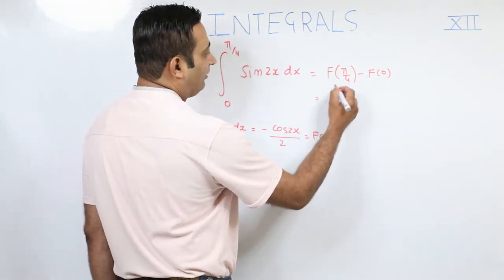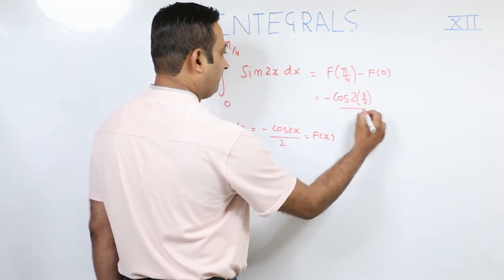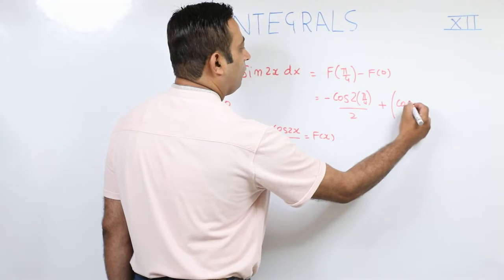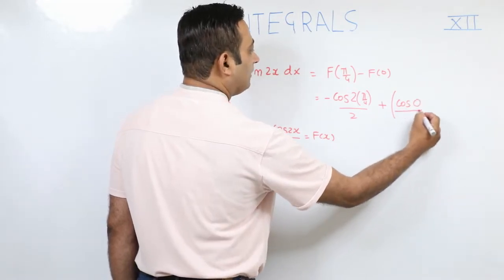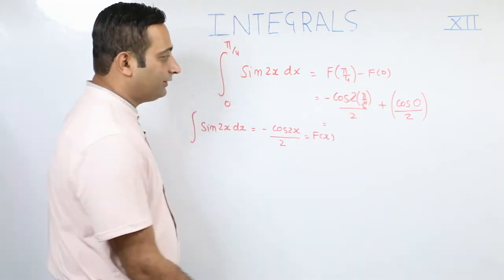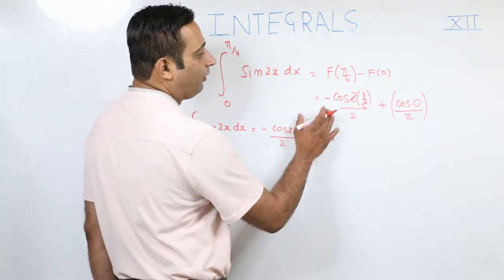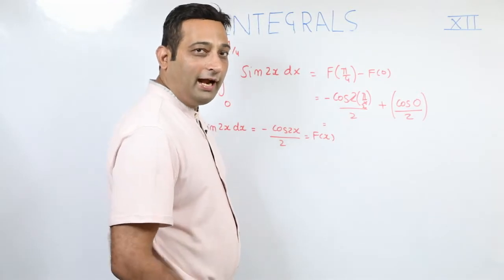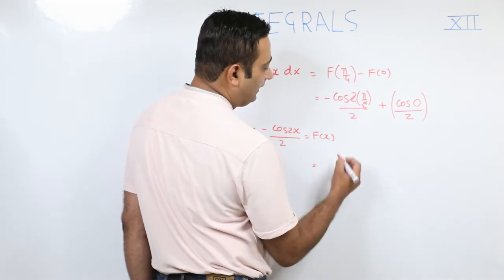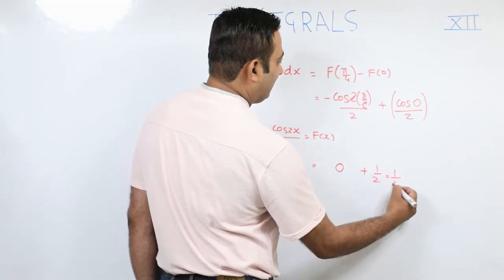Now, we will see the value of F of pi by 4 is minus cos twice of pi by 4 by 2 minus of minus, that will be plus cos twice of 0 by 2. Now we know that the value of cos pi by 2 is 0 and the value of cos 0 is 1. So we'll apply these values here. So we get 0 plus 1 by 2. That is our final answer.